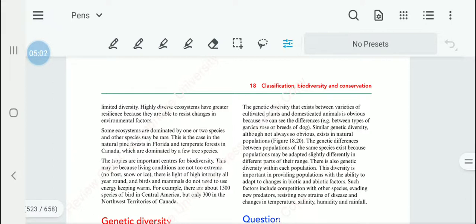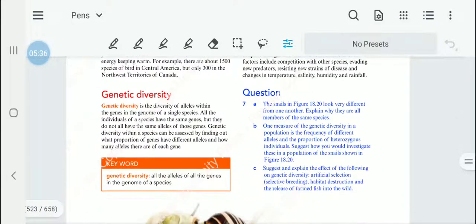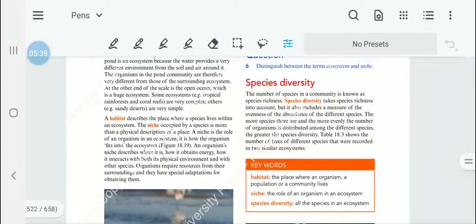As a result, the birds and mammals and even the plants do not have to adapt to keeping warm. They will diversify, and there is a better chance for their survival as well. The numbers give us evidence for this. In Central America, there are about 1,500 species of bird, but only 300 in the Northwest Territories of Canada, where it is really cold. Let's write down a note on this.